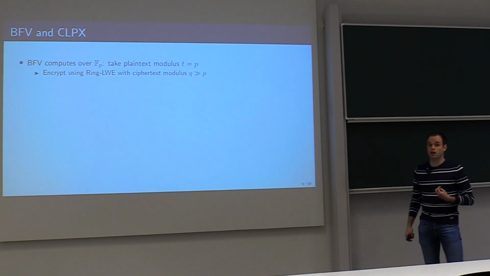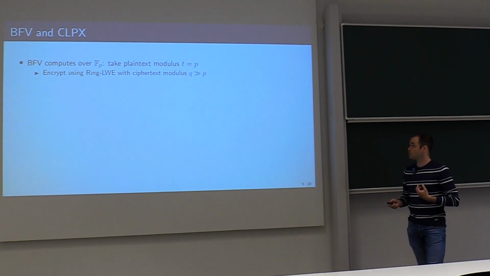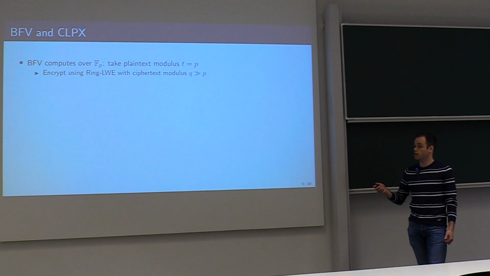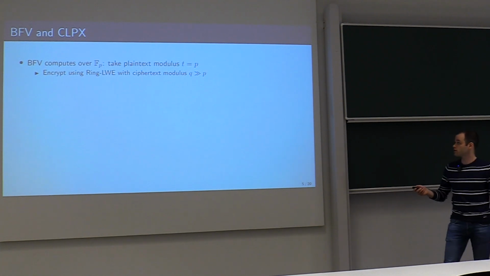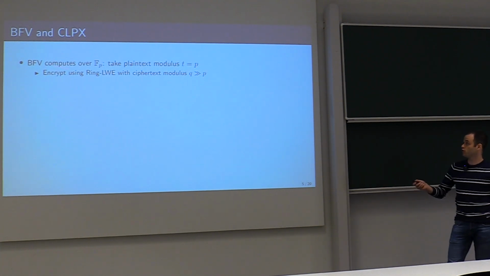I will again explain our generalized scheme via comparison to previous schemes. Let us start with BFV. So recall in BFV, the idea is that we want to compute over small finite fields. So suppose we want to compute over F_p. Then the idea is simply to take the plaintext modulus equal to p and encrypt using some ciphertext modulus, which is necessarily much greater than p.